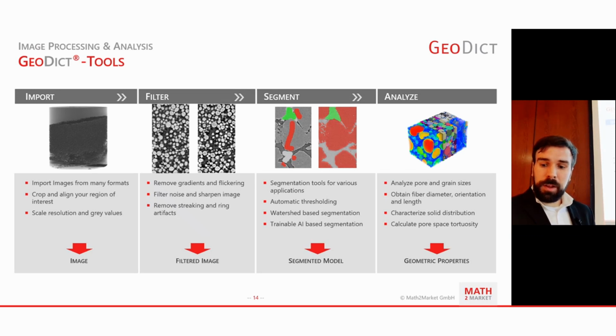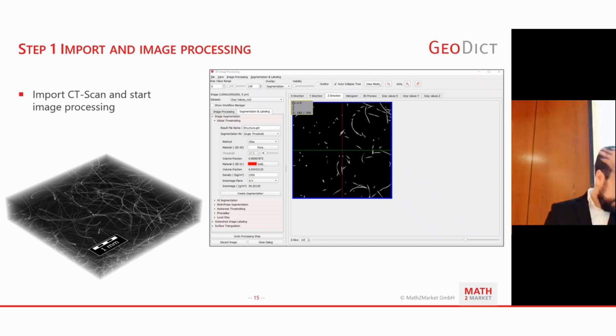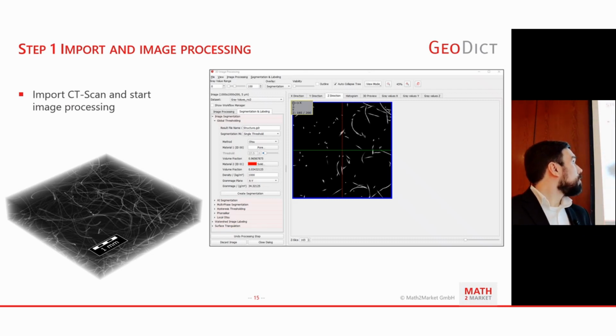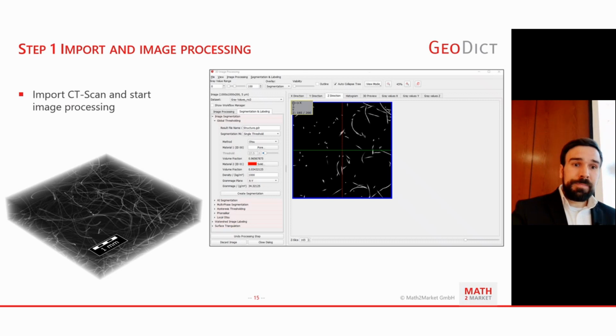This now leads us into the workflow. Step 1, importing and doing the image processing. Well, as I mentioned, you can basically load all the formats. You will import your CT data. You get the image processing UI in Geodict, where I have just a global thresholding open here and some 3D volume in memory, of course. You can visualize it, have a look at it.